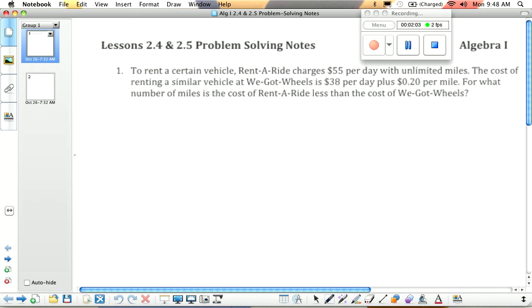So for what number of miles is the cost of Rent a Ride less than the cost of We Got Wheels? In other words, when you have unlimited miles, when is it actually less to rent from them? So let's call our unknown x. I want you always to identify your variable. What's your variable in your inequality standing in for? So x is going to represent the number of miles, that thing that can change. And we're dealing with the cost of renting from one company or another.